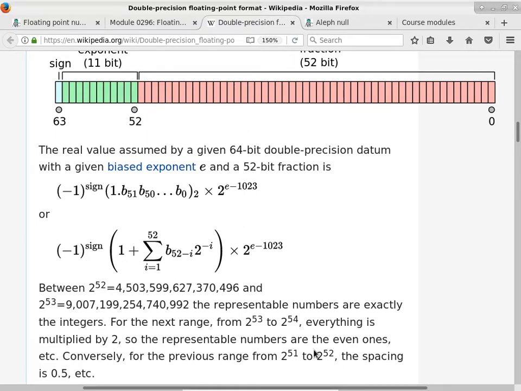Is that okay? The sign is the blue part, and that's just the sign bit here. -1 to the power of the sign is -1 to the power of either 0, which means the number is non-negative, or -1 to the power of 1, which means the number is in fact negative. This is how a double, or double precision floating point number, is represented.